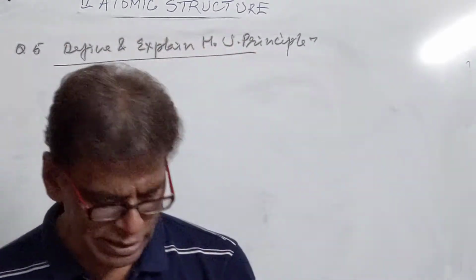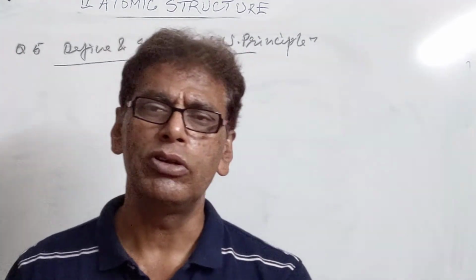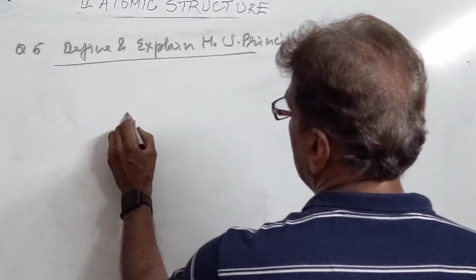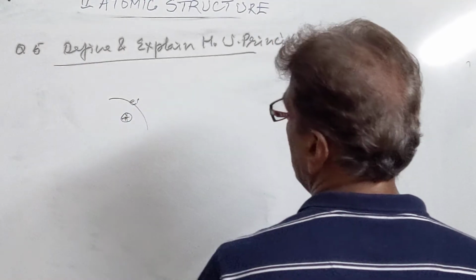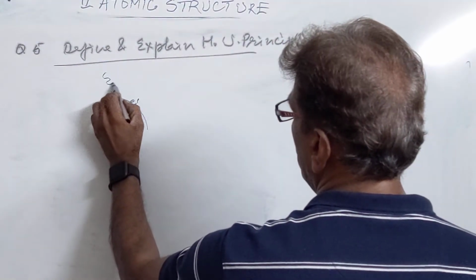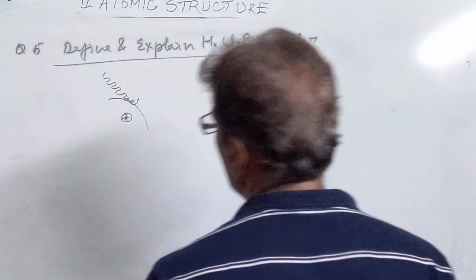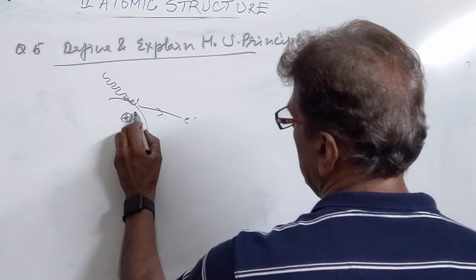with absolute accuracy. If we are able to know the position, we would not be able to know the momentum, and vice versa. So if this is the nucleus and this electron is revolving around it in a circular path, a photon is bombarded on the electron to see its position. This electron will move in some unpredictable direction.